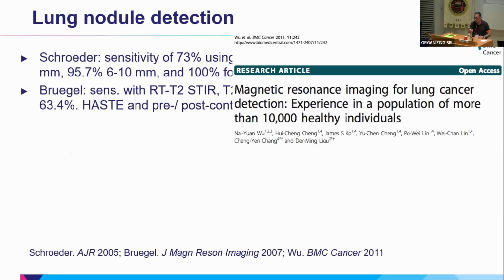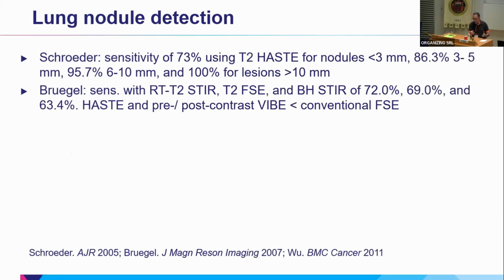So for lung nodule detection, there is already some data from the early 2000s that showed reasonable sensitivity for detection of lung nodules using MRI, usually using T2 weighted imaging, such as STIR, T2 FSE or T2 HASTE. And you can see the sensitivity was 100% for lesions over 1 cm. The problem is for lesions below 3 millimeters, as you can see, sensitivity is much lower.